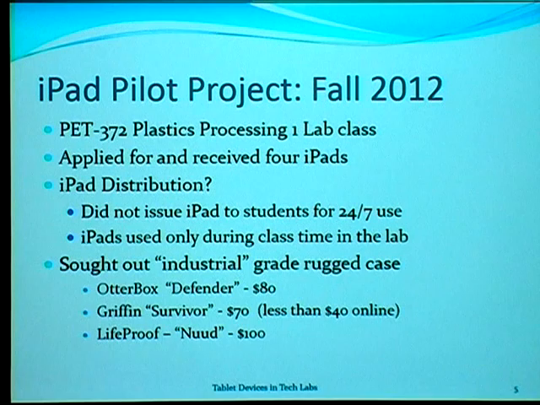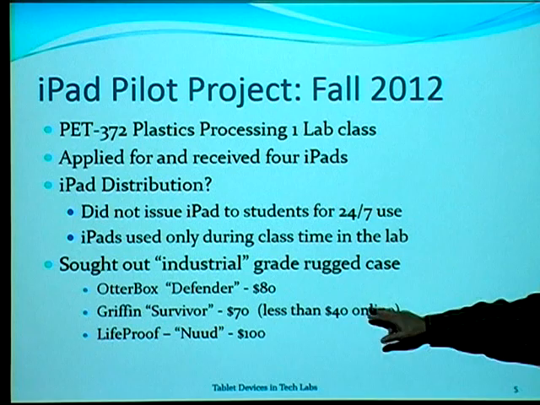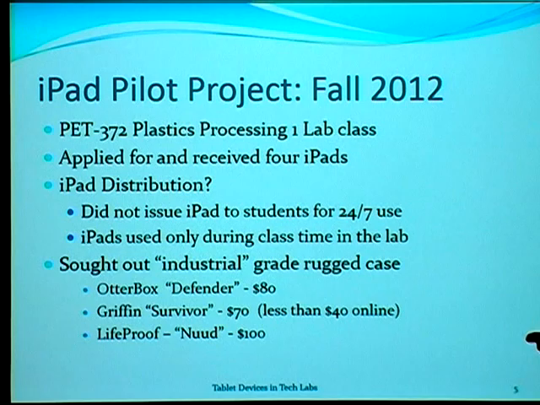We did a little bit of research on cases, and I was really concerned about damage. We have water, we have oil, we have different chemicals, we have cement floors, so I looked at some different options. I went with the Griffin Survivor, and I don't know if you guys have looked at that, but this one seemed to have the best cushioning for impact, and it also has a screen protector, but it's about $70 when you buy it at Walmart. But if you're not picky, if you don't mind pink or an exciting color like that, you can find them online much cheaper.